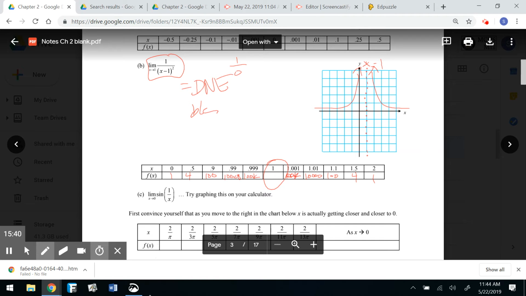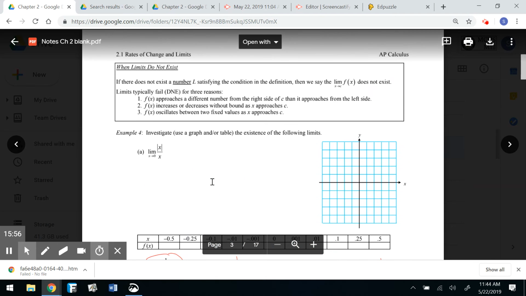Why? Because it grows without bound. That's an example of our number 2. Okay, it's got to go to a specific y value. This guy grows without bound. You can go right back up here into your notes, right? And if you go back in here and look at your notes, that's our example 2. Increases or decreases without bound as x approaches c.